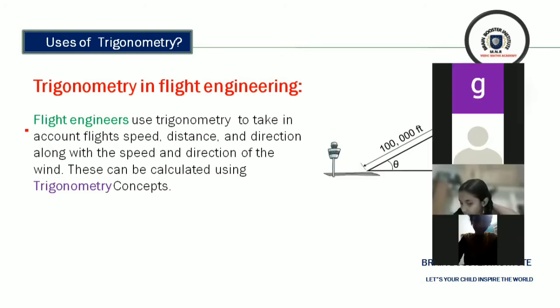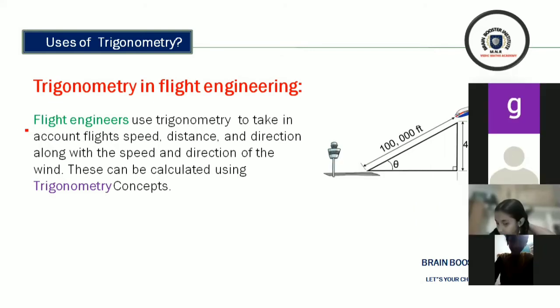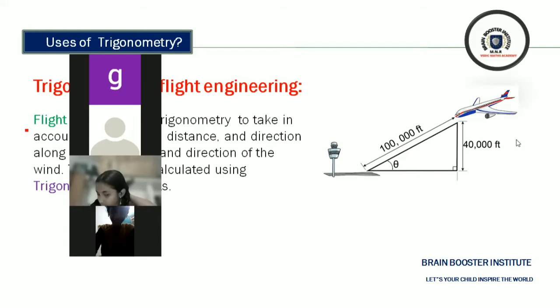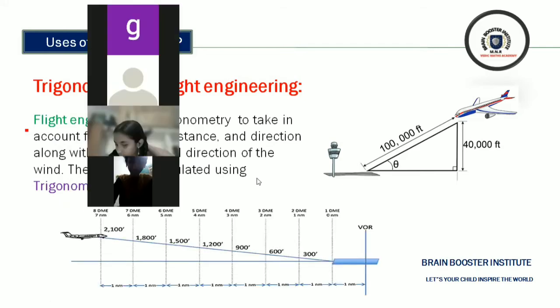So the distance and direction, along with the speed and direction of the wind, can be calculated using trigonometric concepts here.